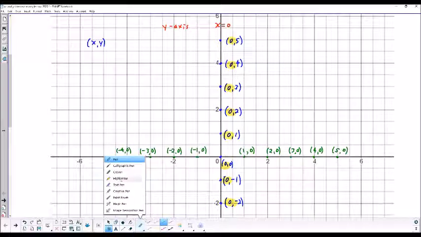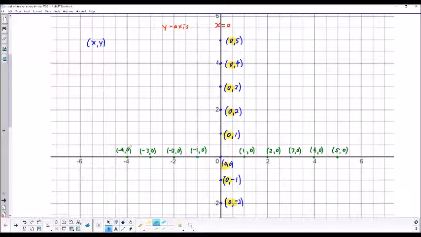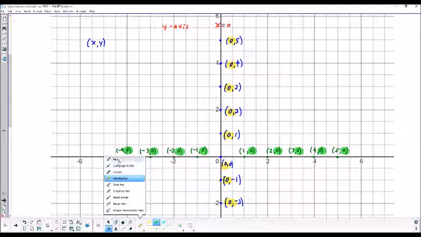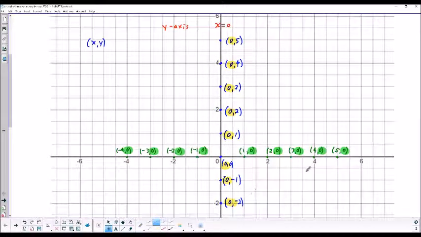Again, if we look at the coordinate that doesn't change, the coordinate that's the same in every single one of these points, that is y equals 0. Every single point along the x-axis has a y-coordinate of 0. Therefore, the x-axis has the equation y equals 0.